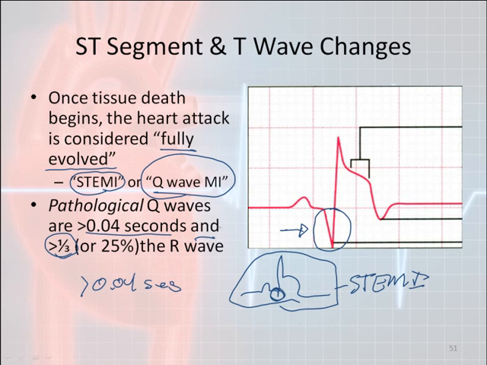Now, I also put up here a Q wave MI. This is what they used to be called because you had a pathological Q wave. It was called a Q wave MI. We also had non-Q wave MIs, but we can't really determine that unless there's actual blood values. So Q wave MI and STEMI are pretty much the same thing. They're the exact same thing, it's just different terms.